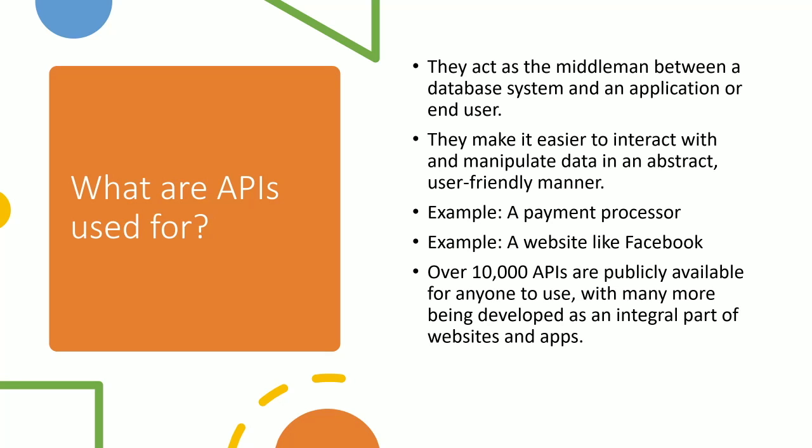Over 10,000 APIs are publicly available for anyone to use today, with many more private ones being developed as an integral part of websites and apps, such as PayPal, Facebook, Google, and more.